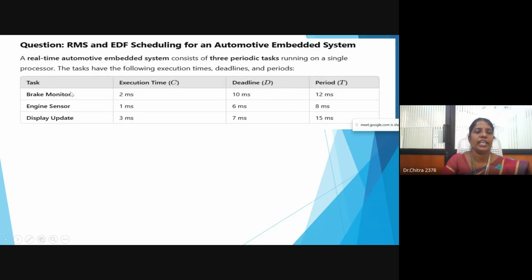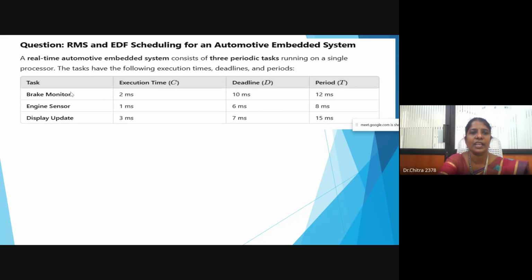Consider this one. A real-time automatic embedded system consists of 3 periodic tasks running on a single processor. 3 tasks are executed in a single processor. You remember one thing, if multitasking is there, then only we will go for this RMS, EDF and all. If only one task is there for the processor, no need for this scheduling. If there is more than one processing unit and more tasks are executed in parallel, then only we'll go for this RMS and EDF scheduling algorithm.